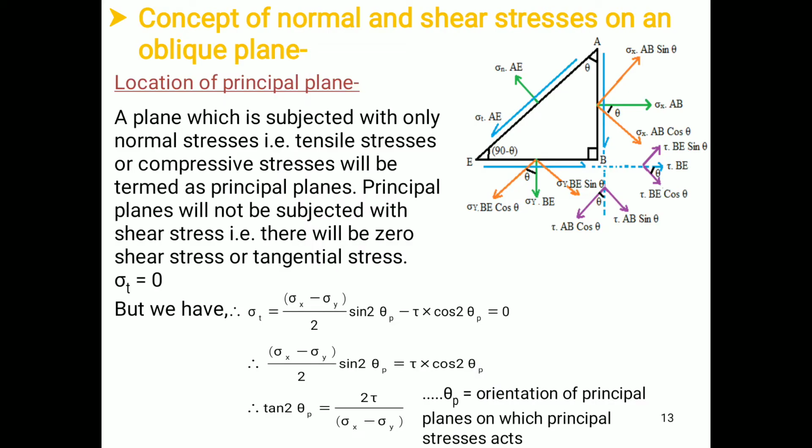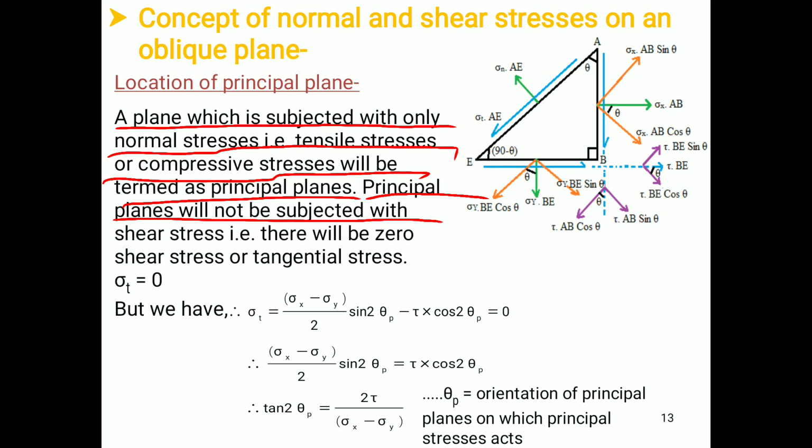Okay, so our first concept is location of principal plane. Location of principal plane means we are going to find out the direction of the principal plane on which the principal stresses are going to act. As discussed in the first video, all of you know what a principal plane is. It is a plane which is subjected to only normal stresses. It may be tensile in nature or compressive in nature, and that will be termed as a principal plane. Principal planes will not be subjected to shear stresses, that is, there will be zero shear stress or tangential stress on a principal plane.